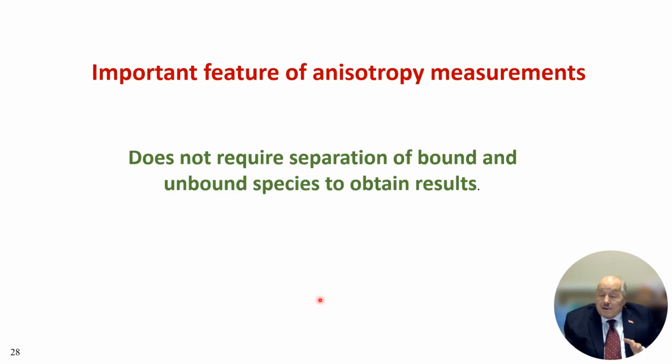An important feature of these anisotropy measurements, and I don't know if you've realized this yet, is that they do not require the separation of the unbound species and the bound species to get the results. The anisotropy is a weighted sum of the fractions in each form, and you can get those fractions after you correct for any changes in quantum yield. But this is an important feature of anisotropy measurements. They don't require any supports. They don't have to be put on a glass slide. They're often done in microtiter plates because that's very convenient.